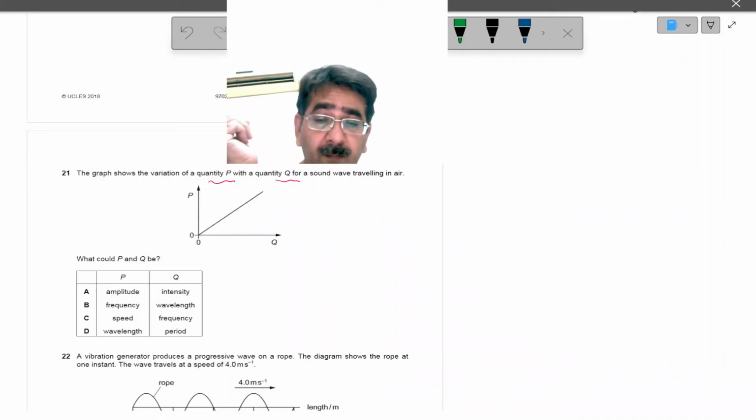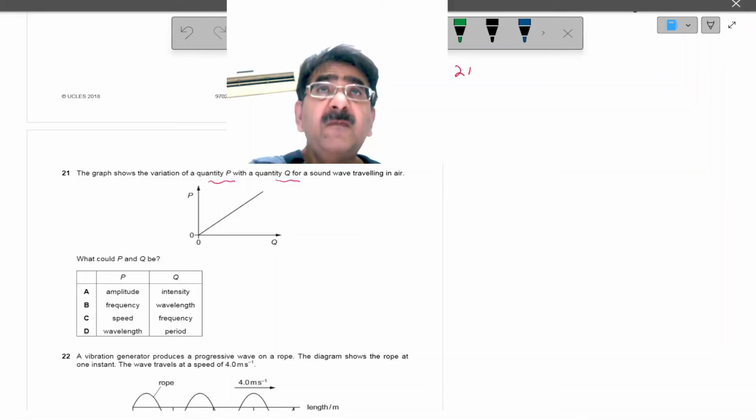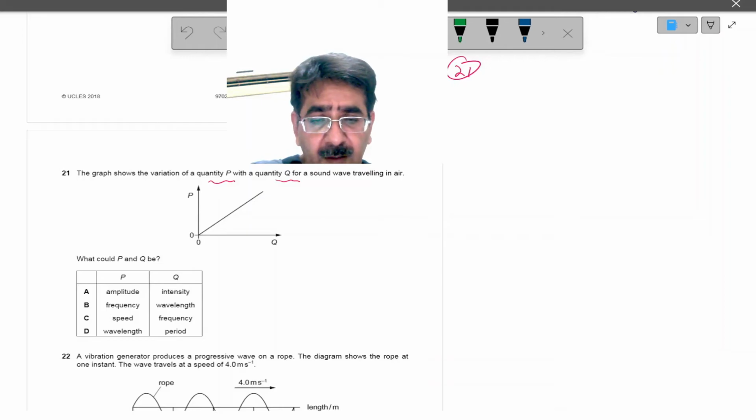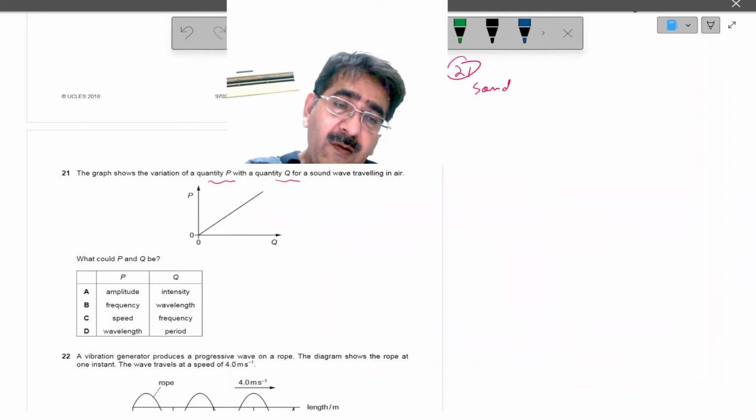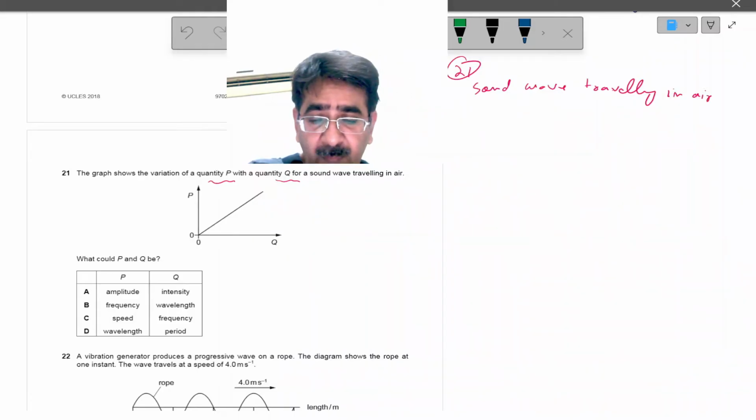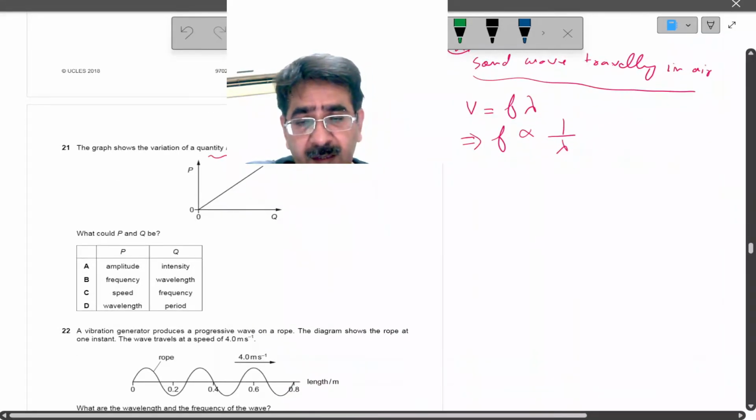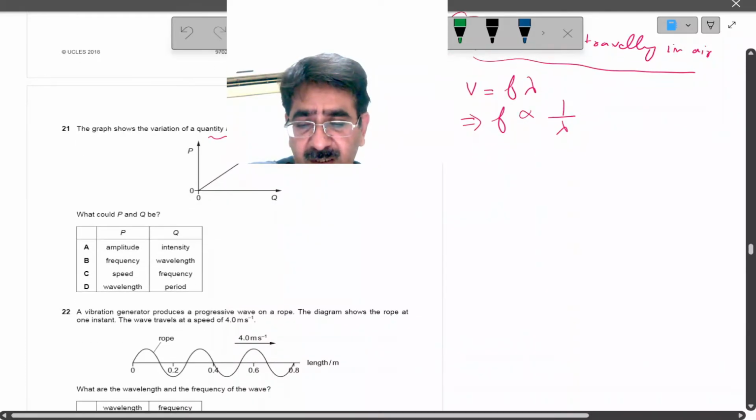As we know, for a sound wave traveling in air, velocity is equal to frequency times wavelength. This implies that frequency is inversely proportional to wavelength. Here P and Q are directly proportional, so that's why that is not this relation.